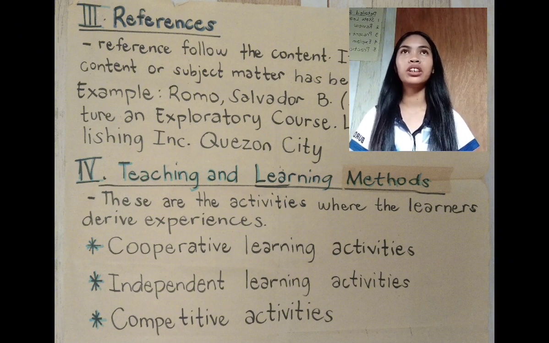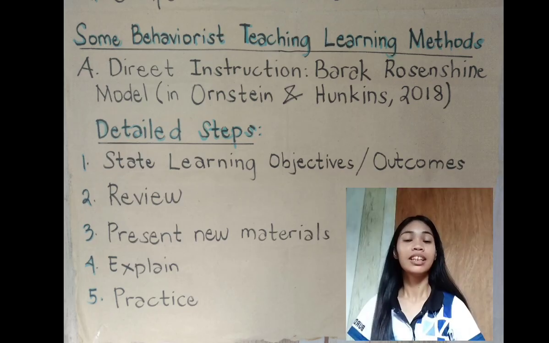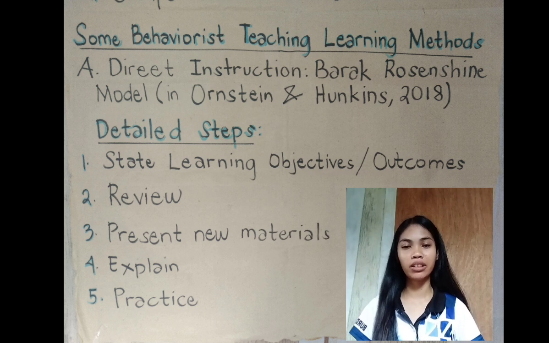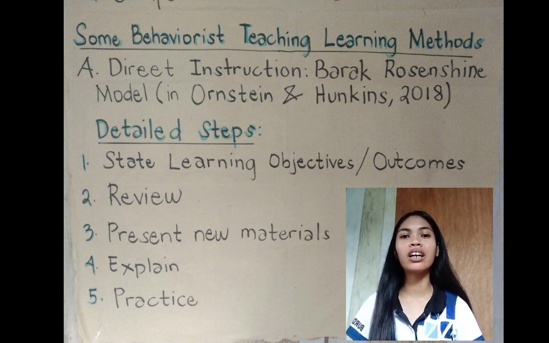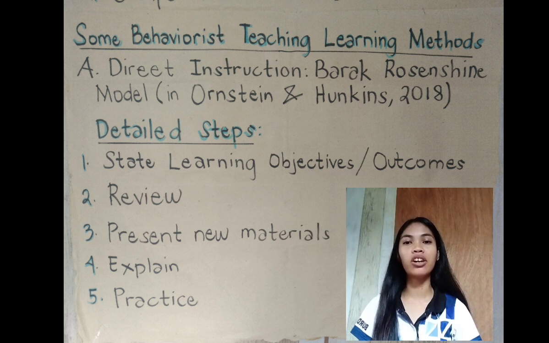Democratic process is encouraged, and each one contributes to the success of learning. For example, group activities. They are sharing their own opinions on how to solve and answer the problems. There are some examples of very simple teaching learning methods with detailed steps that you can start using as you begin teaching. Some behaviorist teaching learning methods. A, direct instruction, Barak Rosenshine model in Ornstein and Hankins 2018.